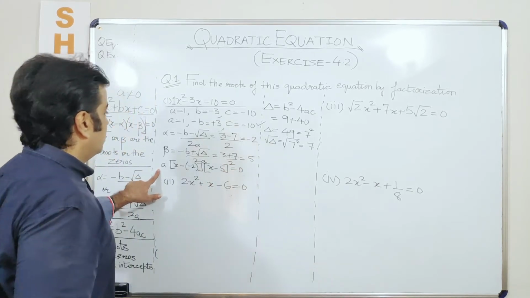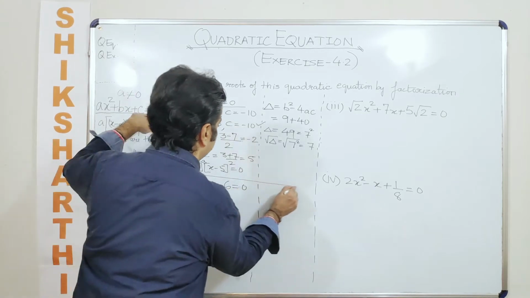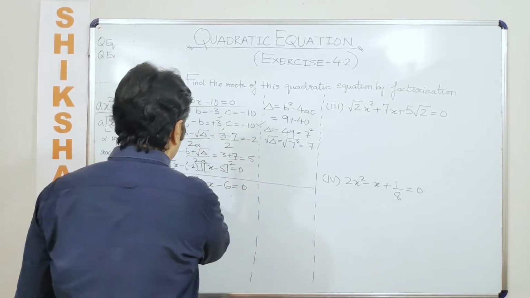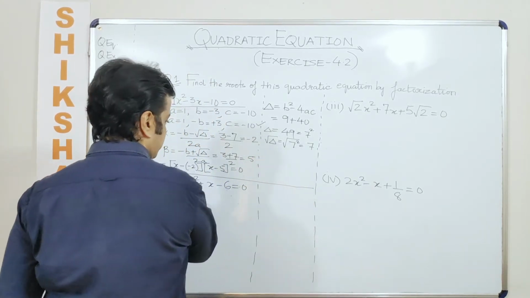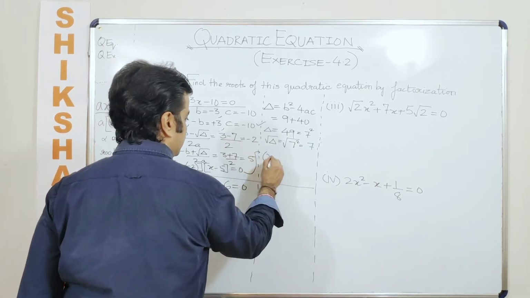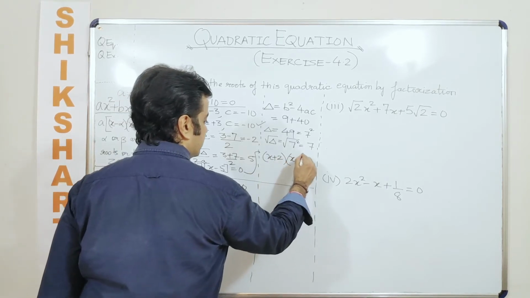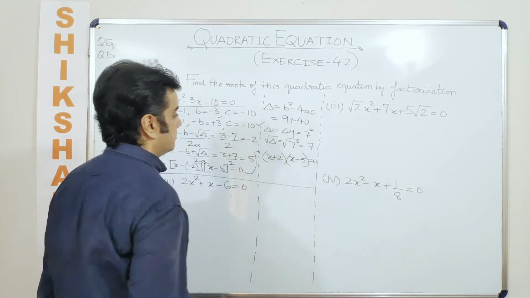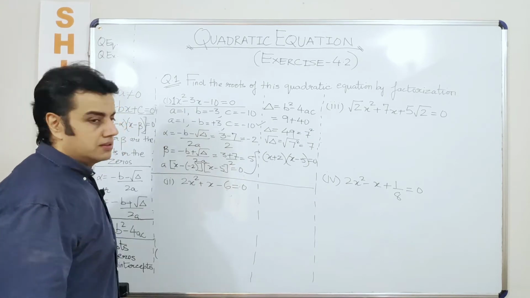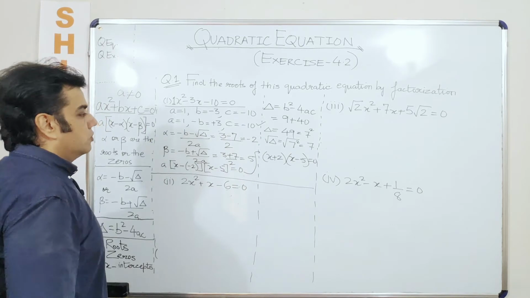What is the value of a from here? The value of a from here is 1. I'm just drawing a line here. So rewriting this equation, substituting the value of a as 1, I'm just writing it here. Can I say this is nothing but (x plus 2) into (x minus 5) is equal to 0? Yes. Right? Okay. Let's go ahead.